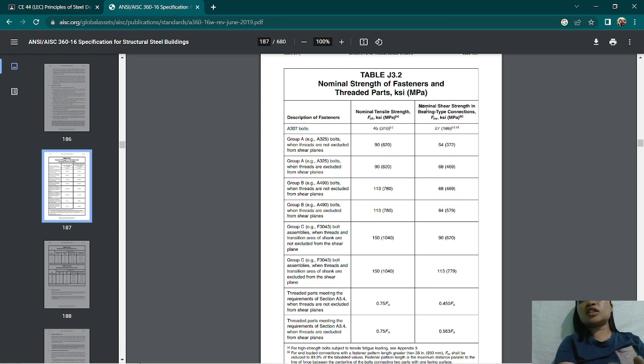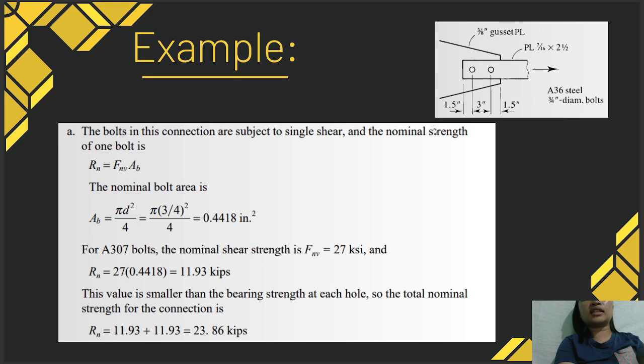Then this is the nominal shear strength in bearing type connection. The first value in parentheses is ksi, and the next one in parentheses is MPa. Since we are using the English system, we will use this 27. So back here, our Fnv now is 27. So Rn is equal to 27 times what we solved, 0.4418. The product is our Rn, the nominal shear strength, which is 11.93 kips.